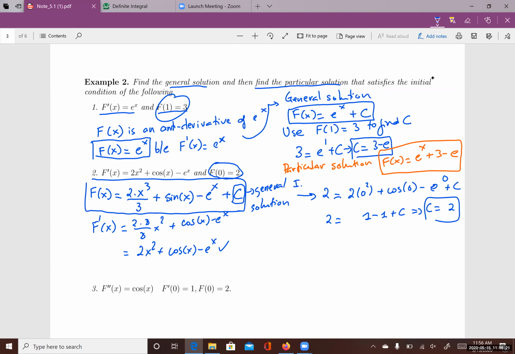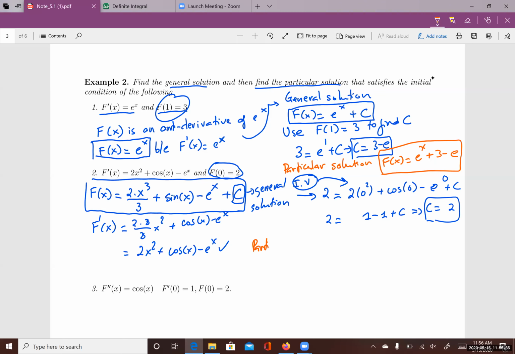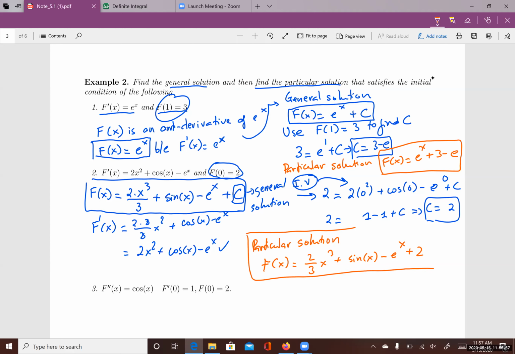So that's the initial value. All right, so once you determine the value of c, you just need to plug c into your general solution to find the particular solution. So f of x equals 2 over 3 x cubed plus sine of x minus e to the x plus 2. All right.